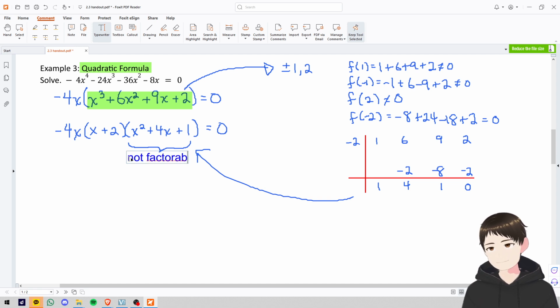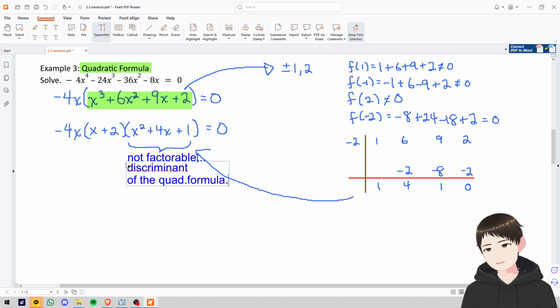Not factorable. So what do? We need to ensure, though, that there are no other answers. So I'm going to employ the discriminant of the quad formula to ensure there are no other answers.